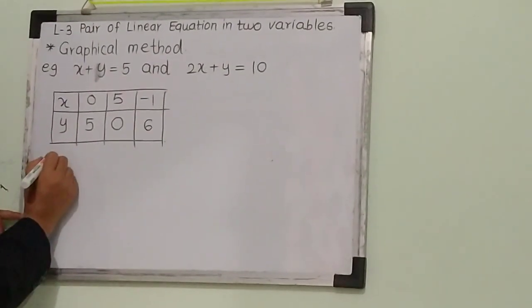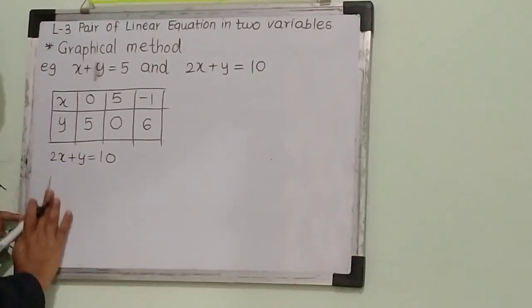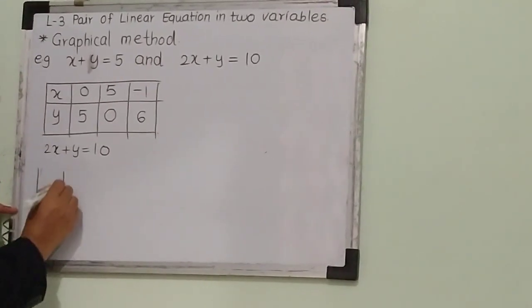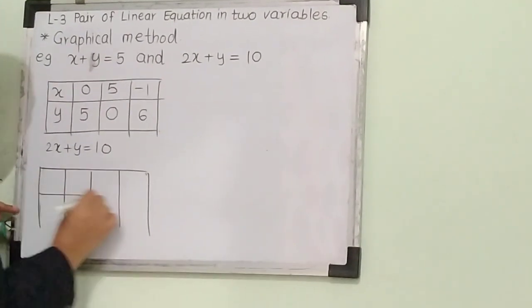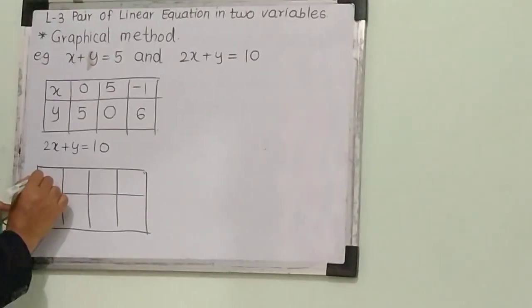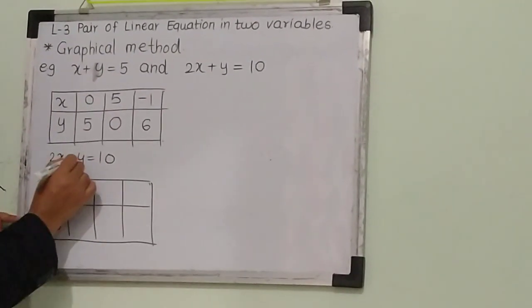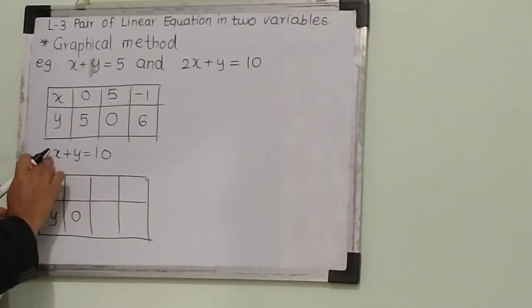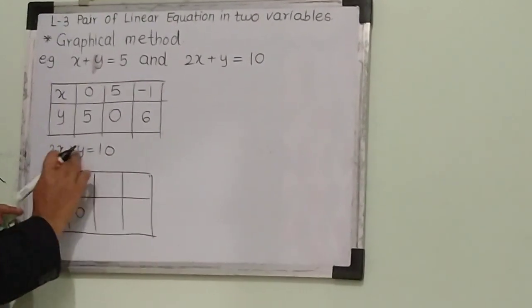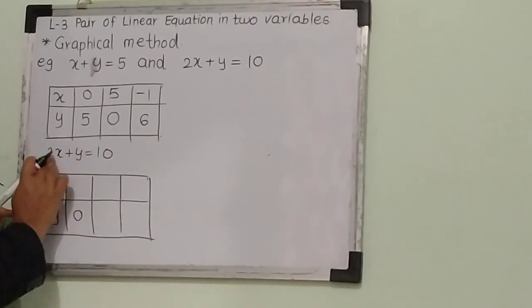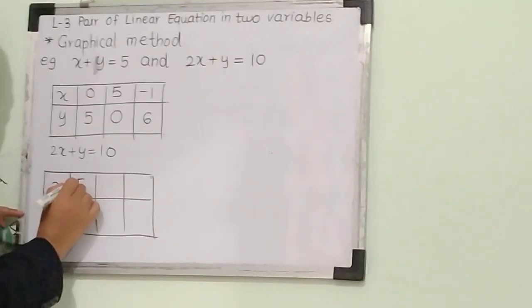Similarly, if I take the second equation 2x plus y equals 10, I am going to draw the table of values for this equation. See here, first I am going to take x and y. If I put y as 0, then my equation becomes 2x plus 0 equals 10. It means 2x equals 10 and we get x equal to 10 upon 2, that is 5.